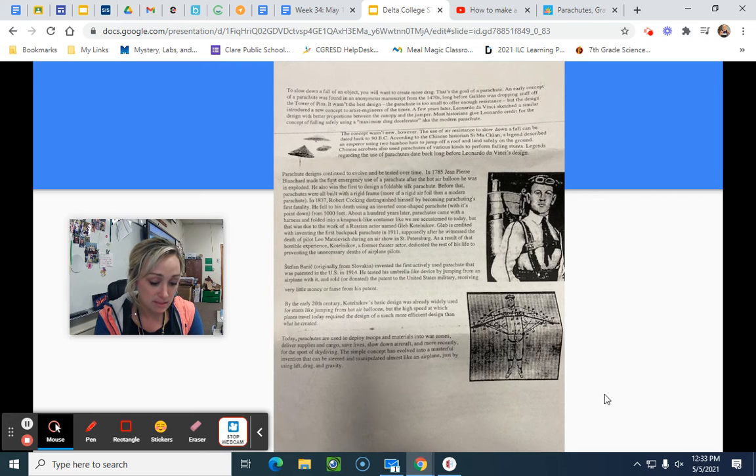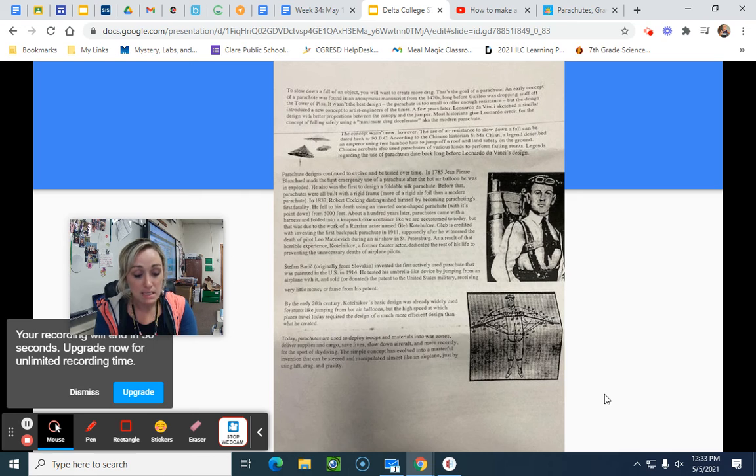Supposedly, after he witnessed the death of the pilot Leo during an air show in St. Petersburg, as a result of the horrible experience, the former theater actor dedicated the rest of his life to preventing unnecessary deaths of airplane pilots. I'm going to skip down a little bit. You will have this article, so you can read some of these notes too. But today, parachutes are used to deploy troops.